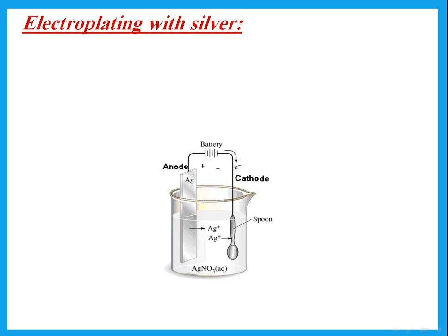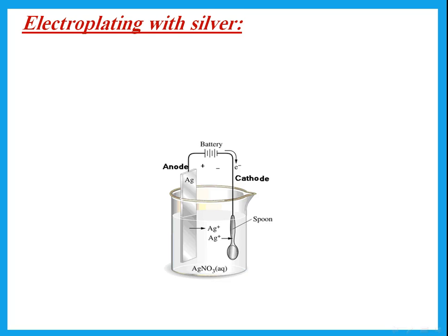So the next thing we need to talk about is electroplating with silver or with any other metal. So for example, if we have a spoon made of steel, I want to cover it with silver, then we can do electroplating. So the process of electroplating means covering a metal with another metal using electric current.